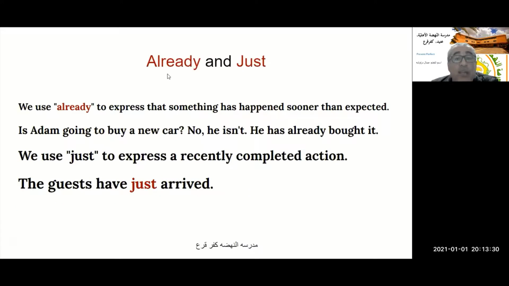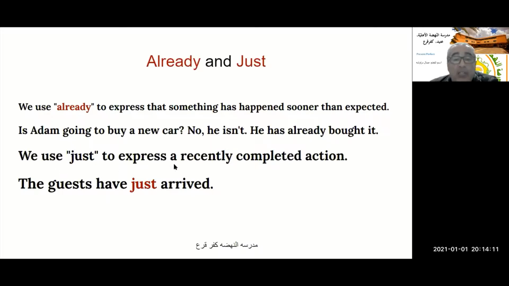All right. Other expressions that we use with the present perfect are already and just. These two expressions are very common. Now, what do they mean? We use already to express that something has happened sooner than expected. For example, is Adam going to buy a new car? No, he isn't. He has already bought it. So it's sooner than expected. The action happened sooner than expected, so we use already.